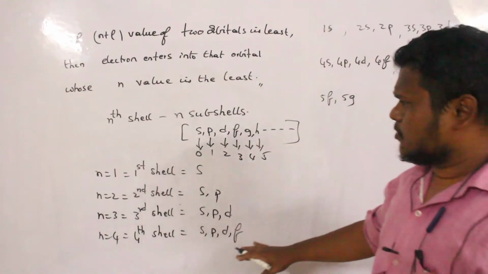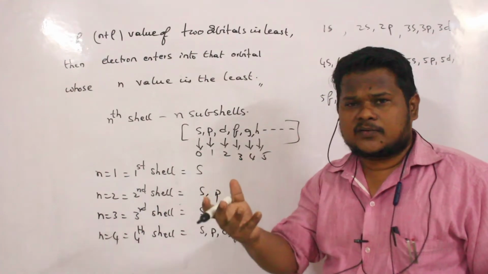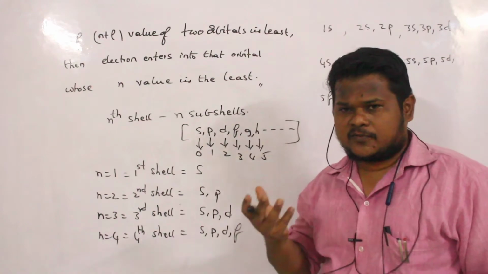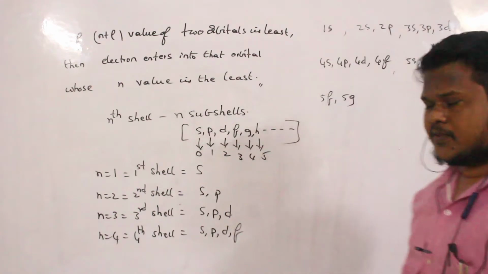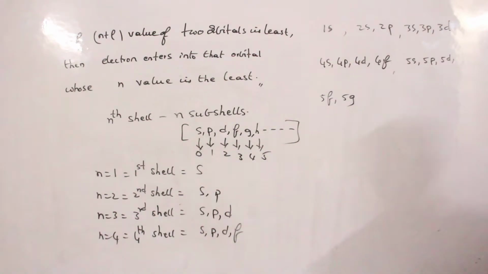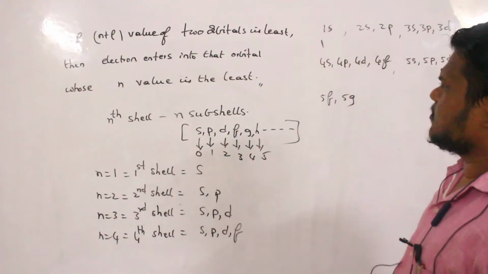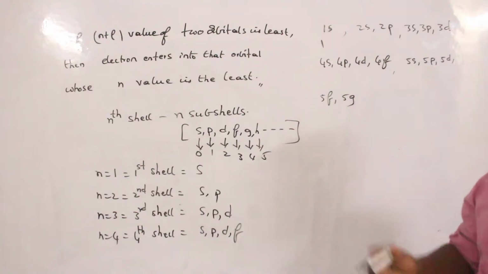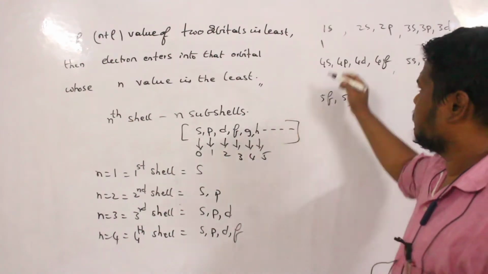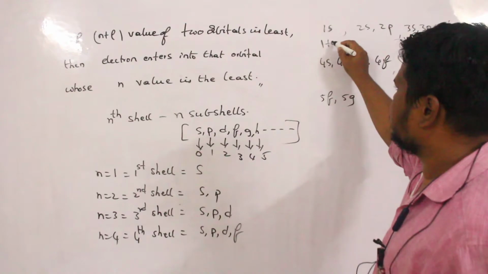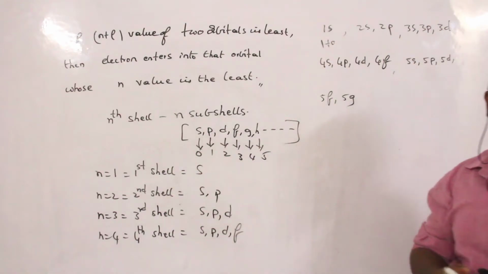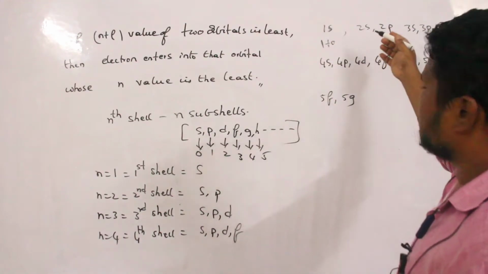Now why I am writing all this is because I want to find out their n plus L values. So listen carefully, then you can write. Here n value is 1 in 1s. N value is how much? 1. S value? 0. So 1 plus 0. Are you able to understand? Similarly, you go to the second shell.